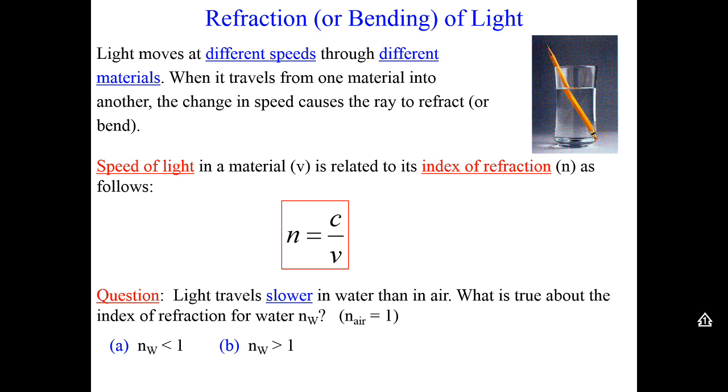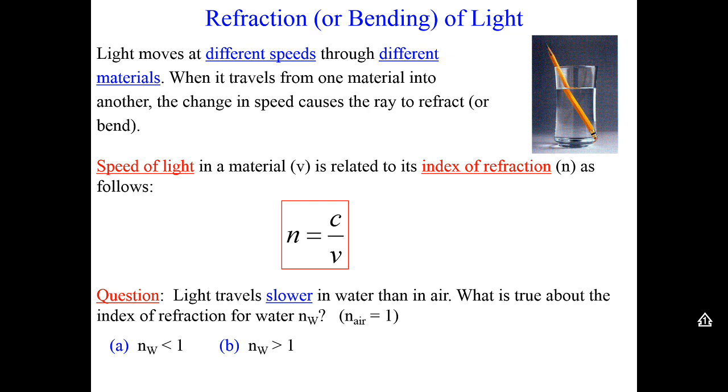The reason for this is that the speed of light in water is different from the speed of light in glass, and it's also different from the speed of light in air. So the speed of light is smaller in water than in air, and it is even smaller in glass than both air and water. In order to keep track of the change in speed, we will use the index of refraction, n.